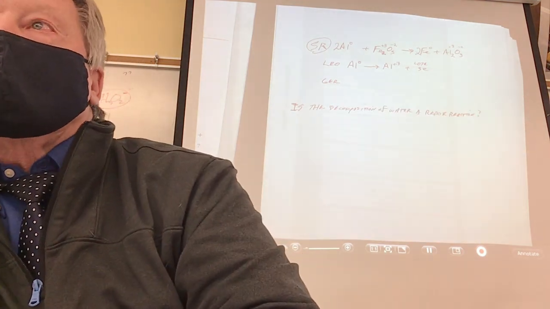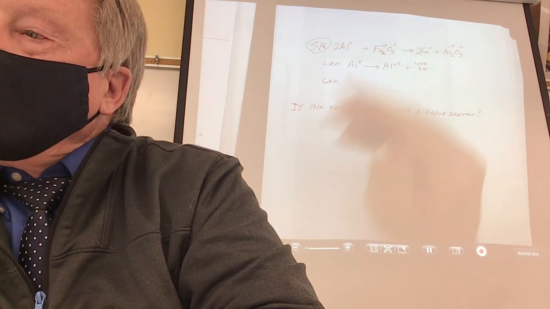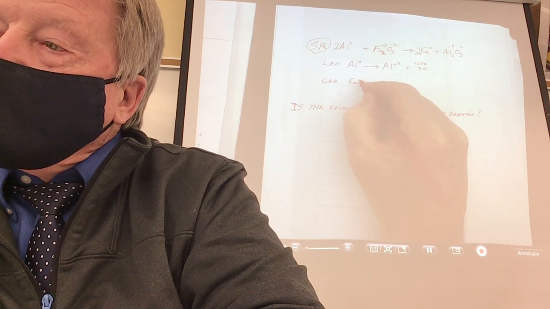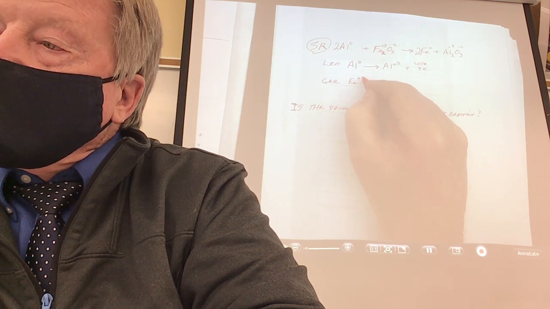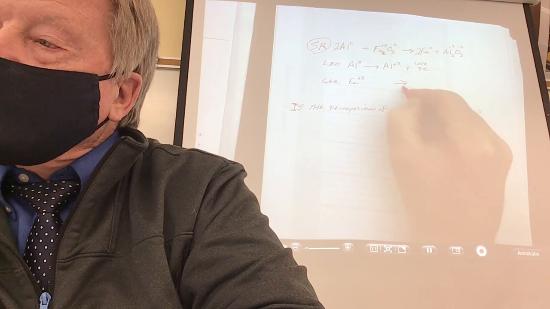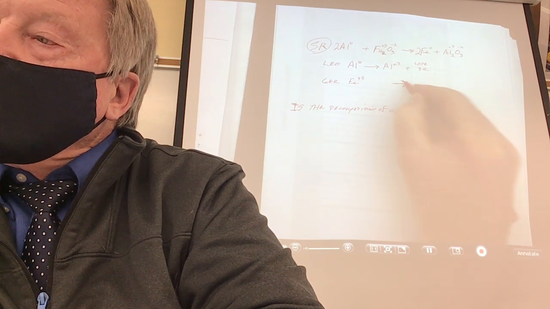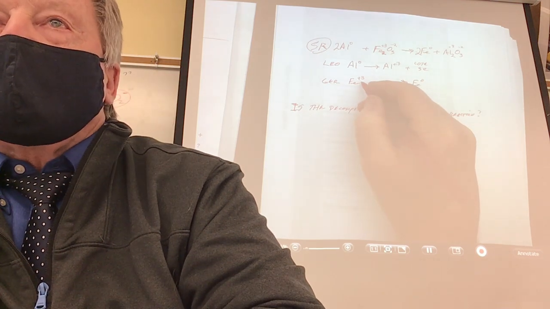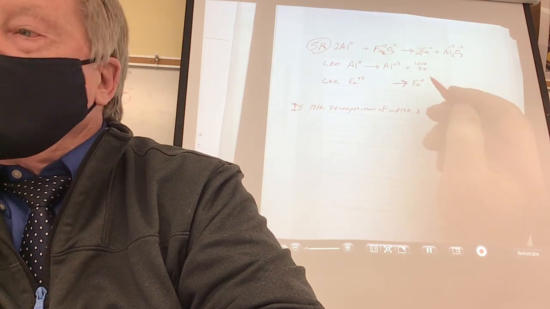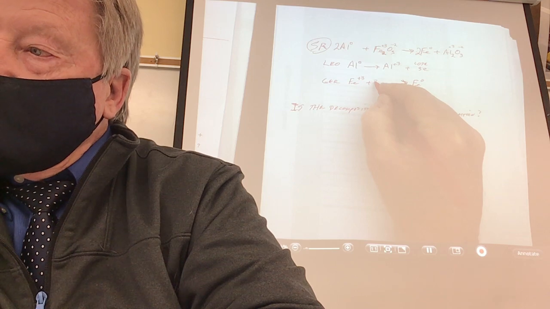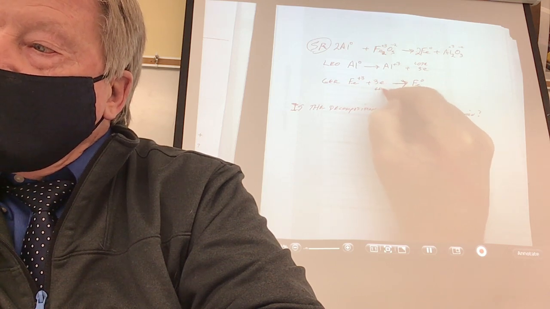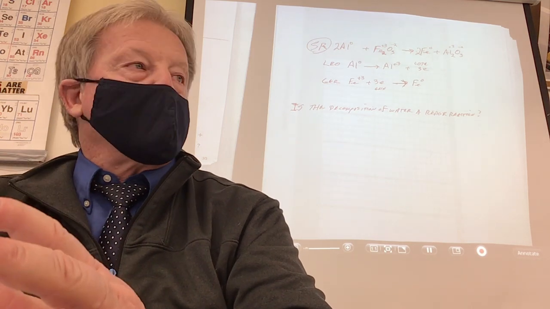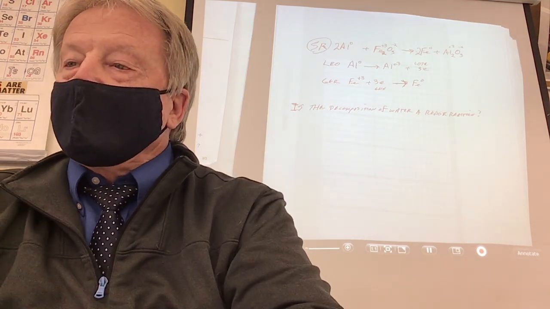Who got reduced? Iron, okay. And what did it start out? Iron 3, yeah. What did it turn into? Iron 0. How do you do that? If you're a +3, how do you drop all the way down to 0? Gain 3 electrons. Yes. Now, you have the basic story correct, okay? Now we have to fix the numbers.